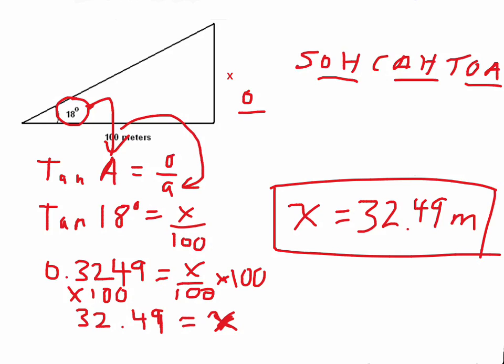And that makes sense looking back at the triangle. Sometimes these triangles that you see in textbooks and such aren't drawn to scale, but it's nice to look back and see that if this side is 100 meters, then it's reasonable that the opposite side would be 32.49 meters. Now try a few on your own.